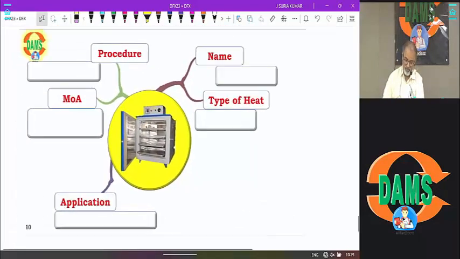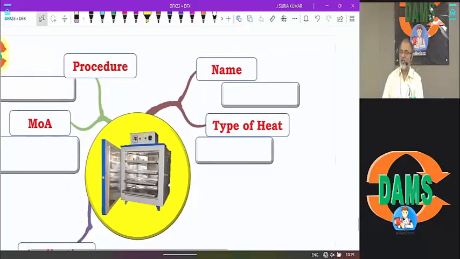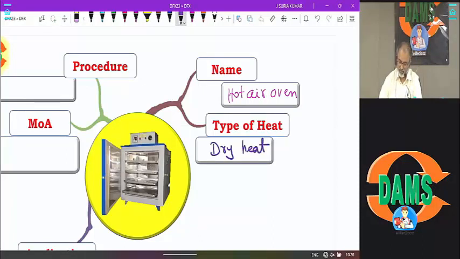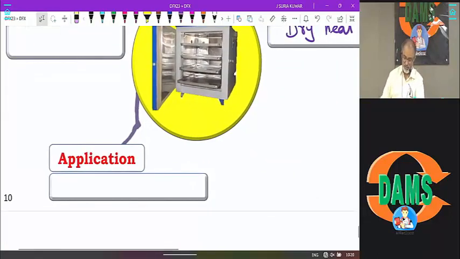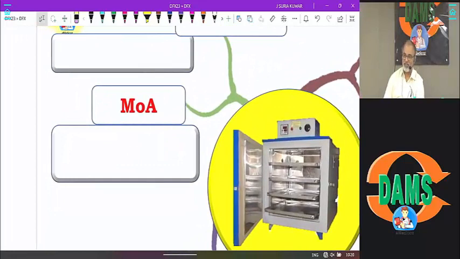Yeah. One equipment. What is the name of the equipment? Don't worry. Door is opened. Previously the door was closed. You identified. Hot air oven. What is the type of heat we are using? Dry heat. Excellent. We are using dry heat for this one. What is the application of this? No applications. Okay, what is the mechanism of action? You told mechanism of action. Protein denaturation.